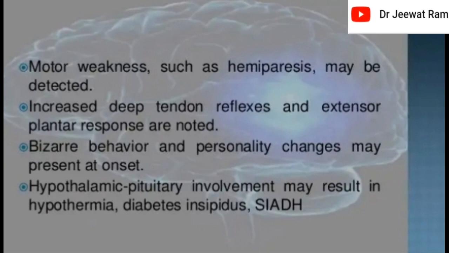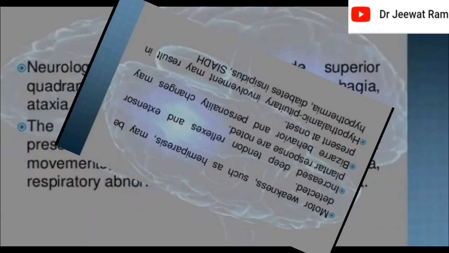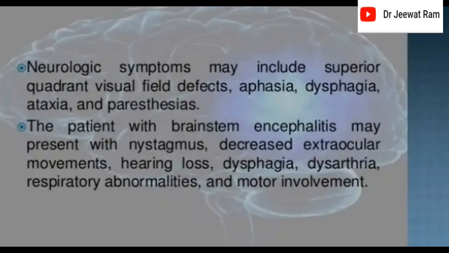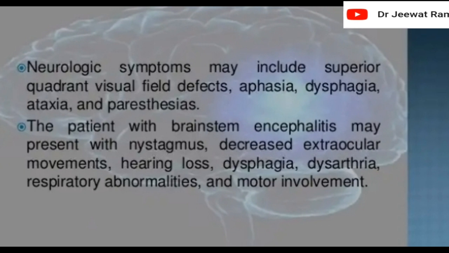Bizarre behavior and personality changes may present at onset. Hypothalamic pituitary involvement may result in hypothermia, diabetes insipidus, and SIADH. Neurologic symptoms may include superior quadrant visual field defects, aphasia, dysphagia, ataxia, and paresthesias.